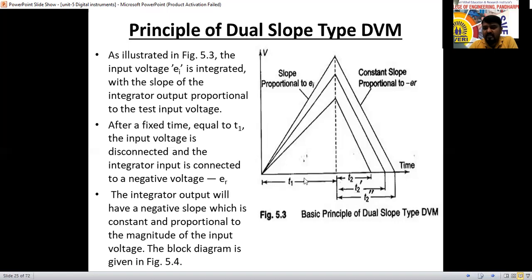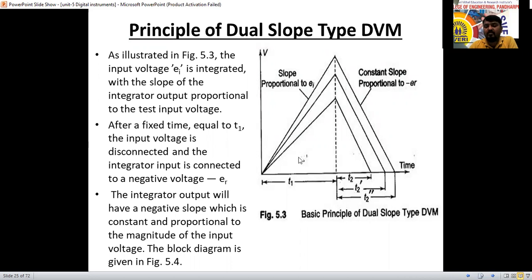After this duration, we remove this and disconnect the input part. After a fixed time equal to T1, the input voltage is disconnected and the integrator input is connected to the negative voltage. We are giving two inputs here. Whatever the integrator input is, we provide that to the integrator. The input is changed.